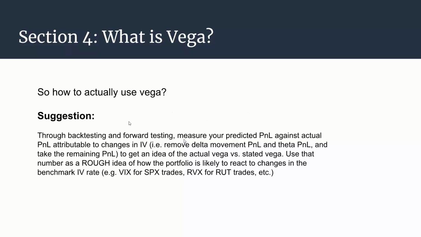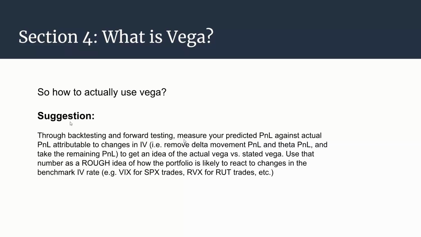Okay, so how to actually use Vega. One thing you can do, this is a little tedious, but it is kind of a useful way to use your Vega numbers. You can track your position Vega on a day-by-day basis and track your P&L on a day-by-day basis, and basically try to take out the delta and theta from your daily P&L, and what you have left over is roughly what you realized in terms of vol.